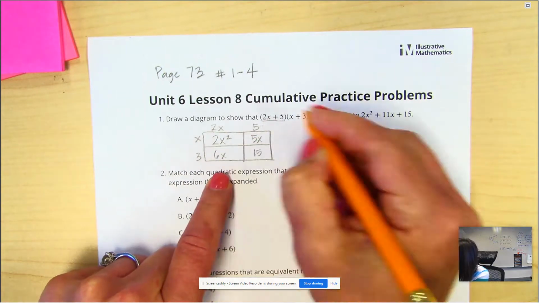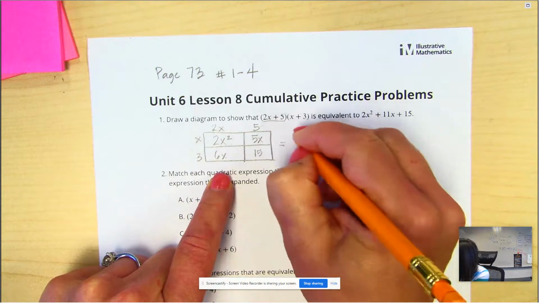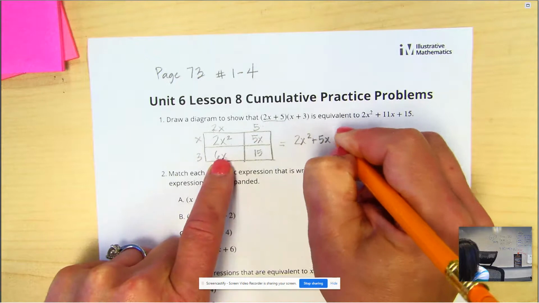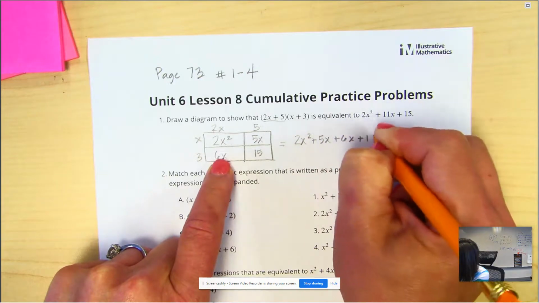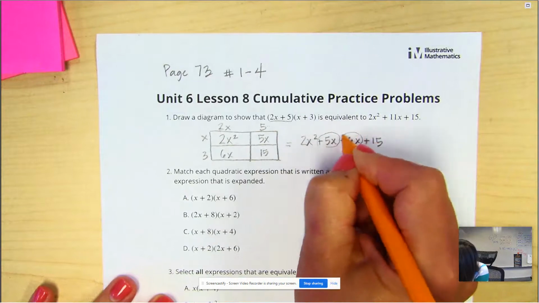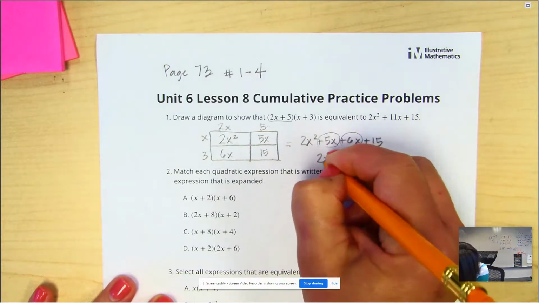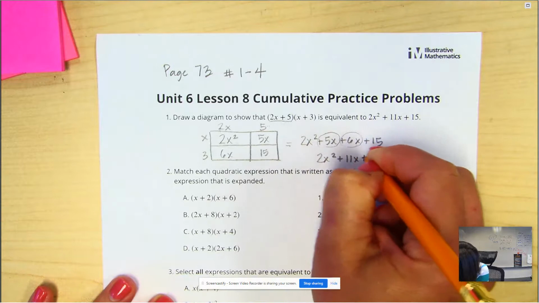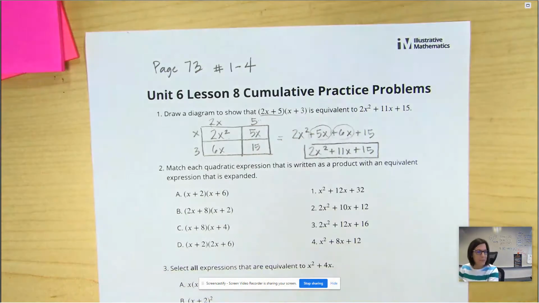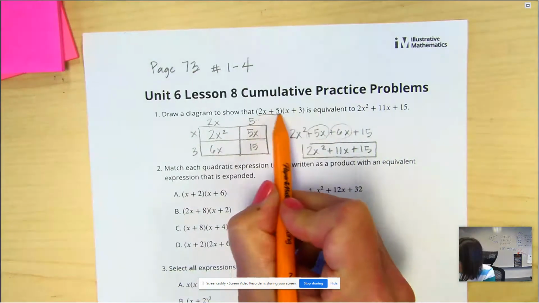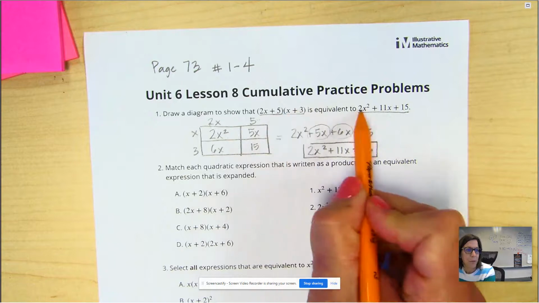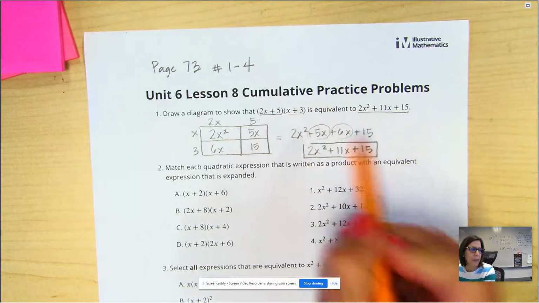So let's put them into one expression. We have 2x squared plus 5x plus 6x plus 15. And as we learned in middle school, these are like terms, right? These can go together. So we have 2x squared plus 11x plus 15. There we go. So this and that are equivalent. This is unmultiplied out. This is multiplied out. We call this factored.